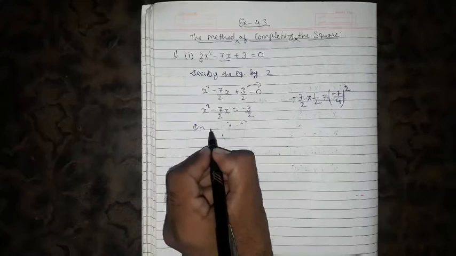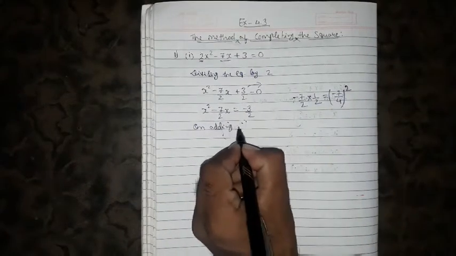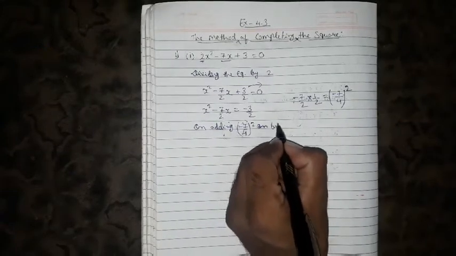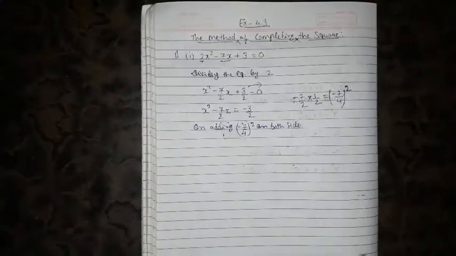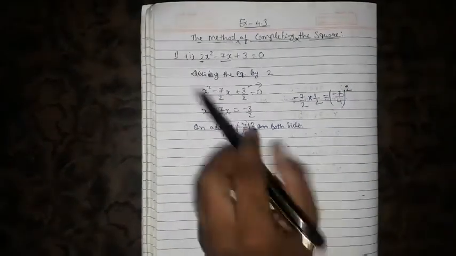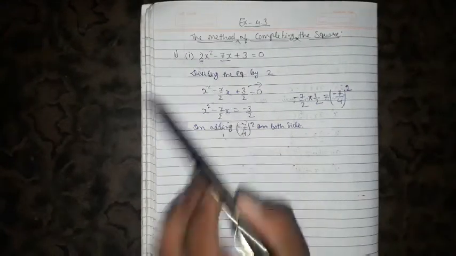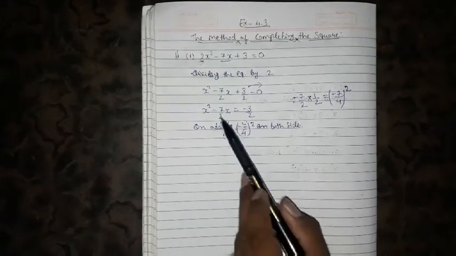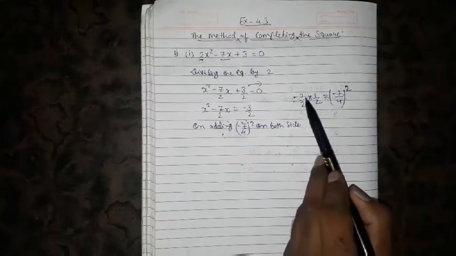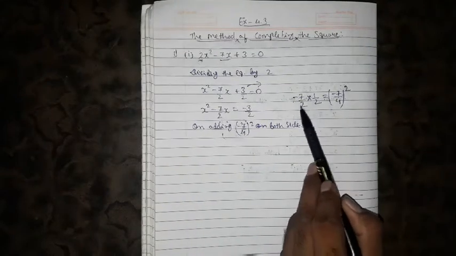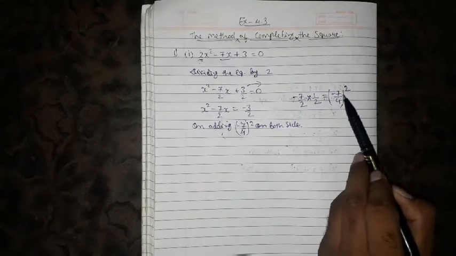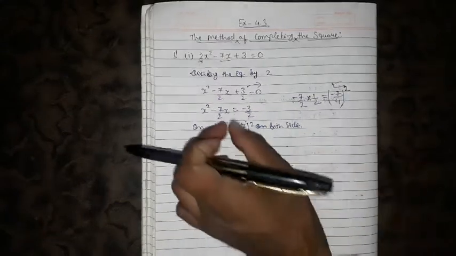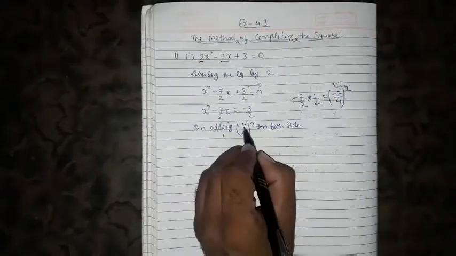Okay, so I'm writing here on adding minus 7/4 square both side. Is it clear? So what you have to do, first you have to remove the coefficient by dividing. Okay, second you have to shift the last term. Then you have to take the coefficient of x, whatever the coefficient of x with its sign, you have to take it and multiply it by 1/2, and whatever you get you have to do its square. And again whatever you get you have to add that term both sides. Okay, so I'm adding minus 7/4 both sides.